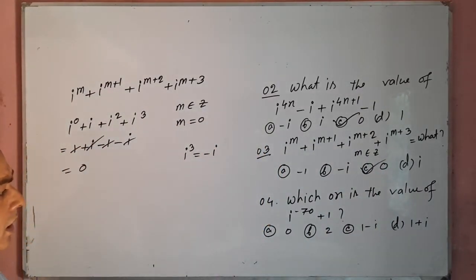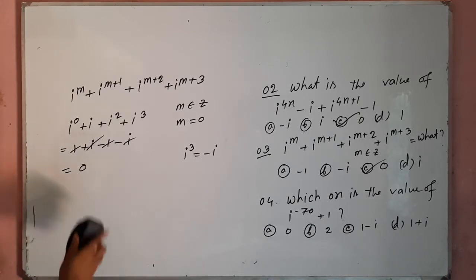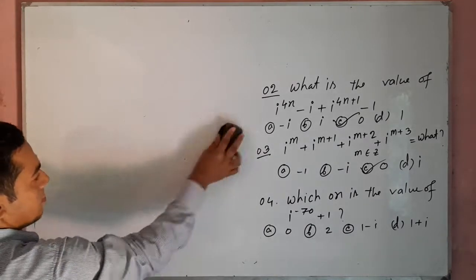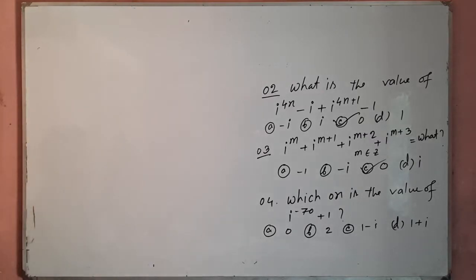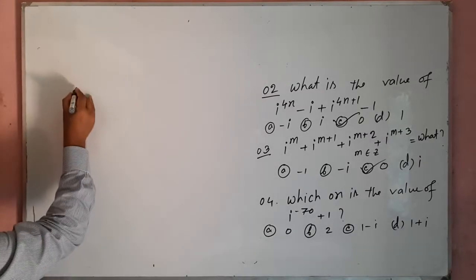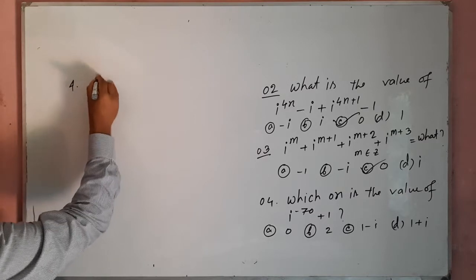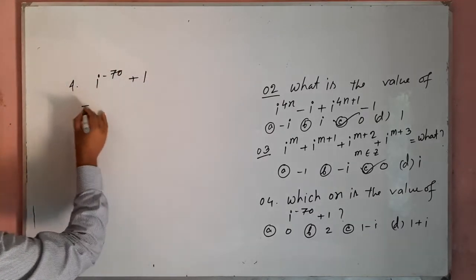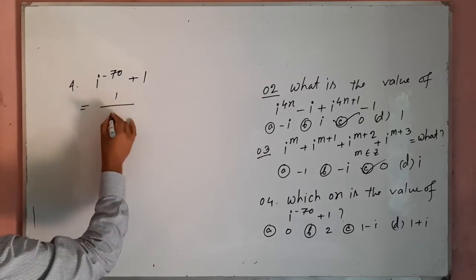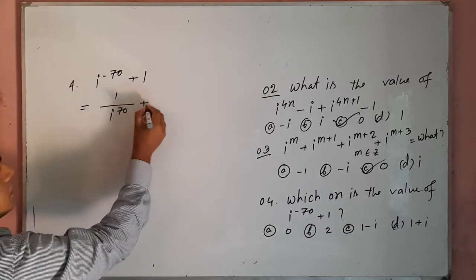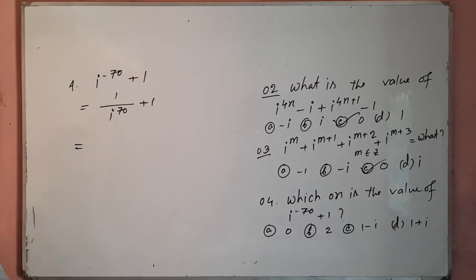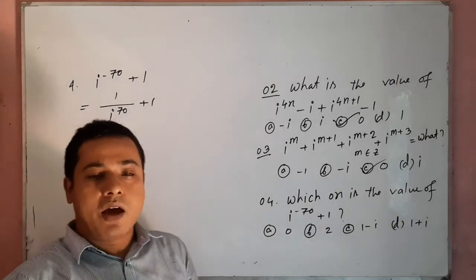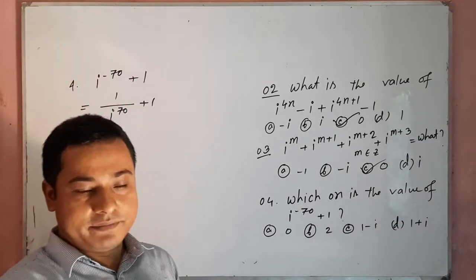Okay, now question number 4. Question number 4 is i to the power minus 70 plus 1. How can you write it? 1 by i to the power 70 plus 1. But our question is how we can find i to the power 70.